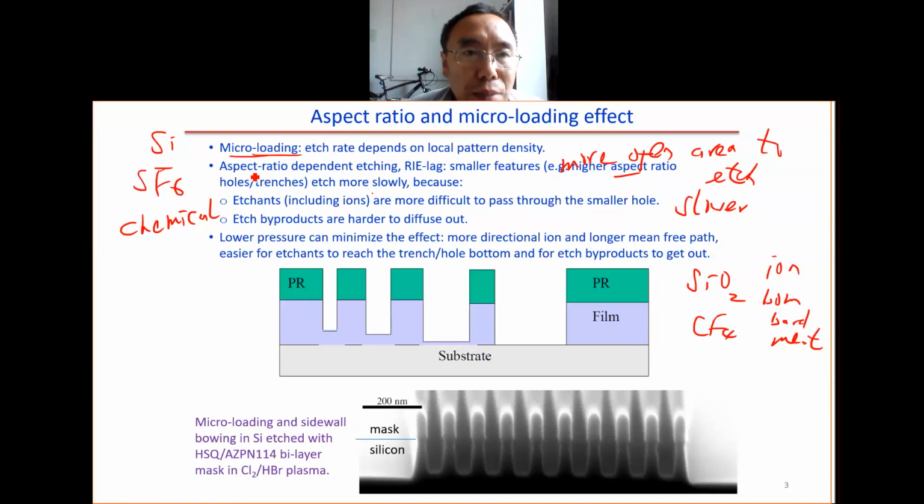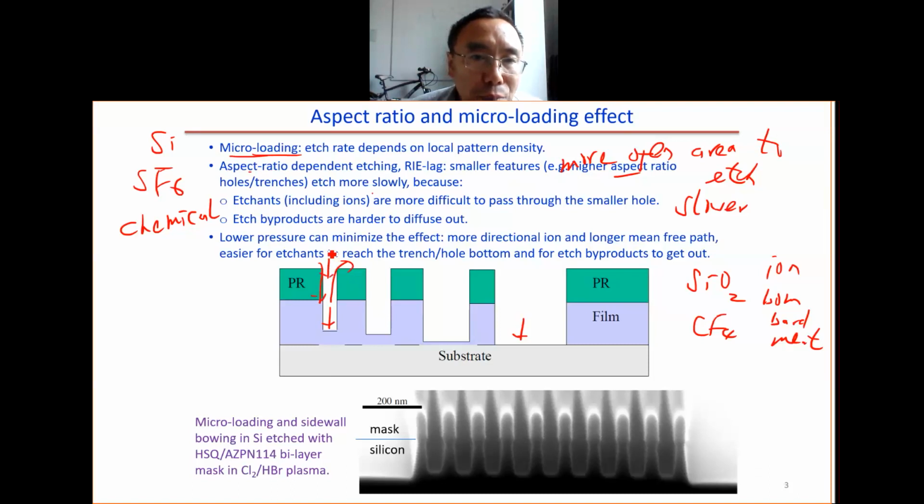The second one is the aspect ratio dependent etching process. It's also called RIE lag. That means the smaller features etch slowly, as you can see here. Bigger features etch to the bottom, while smaller features etch slower than the bigger features. This is because for the smaller features, the etchant, including ions, finds it more difficult to pass through the smaller holes. Secondly, the etch product is also harder to diffuse out. So it is hard to get in and also hard to get out.